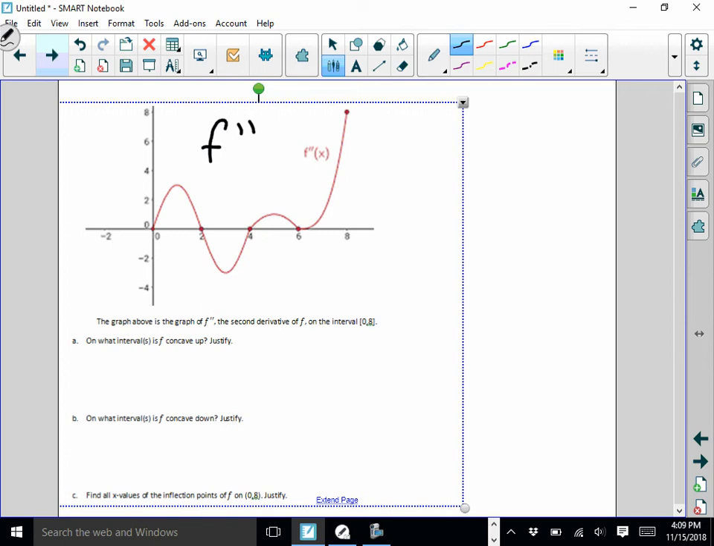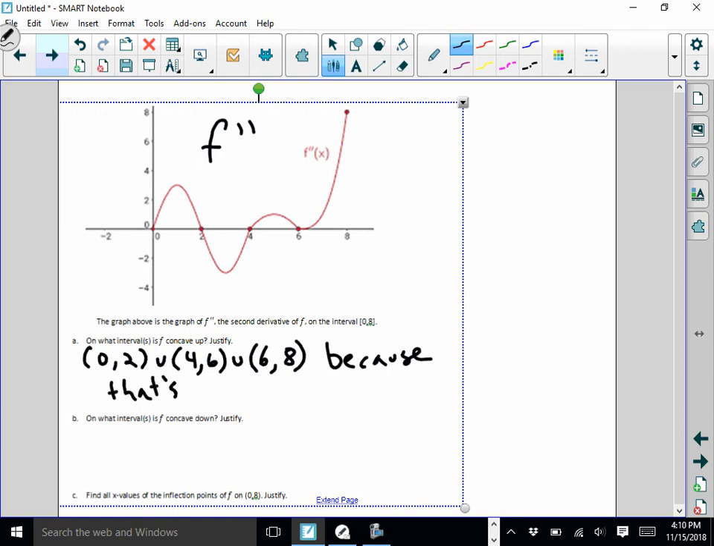Question A said, on what intervals is f concave up? Justify. Well, f is going to be concave up when f prime is increasing. That's what we use on an f prime graph. But this isn't an f prime graph, so don't do that. The other definition we know is f is concave up whenever f double prime is positive. So I just want to report the positive regions of this graph. The positive regions would be 0 to 2, union 4 to 6, union 6 to 8. And again, my justification is because that's where f double prime is greater than 0.